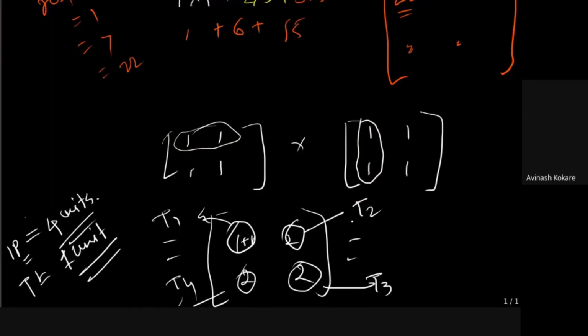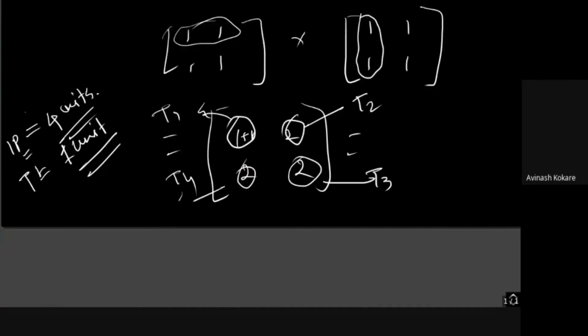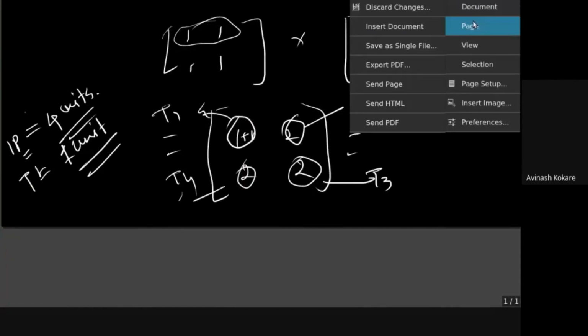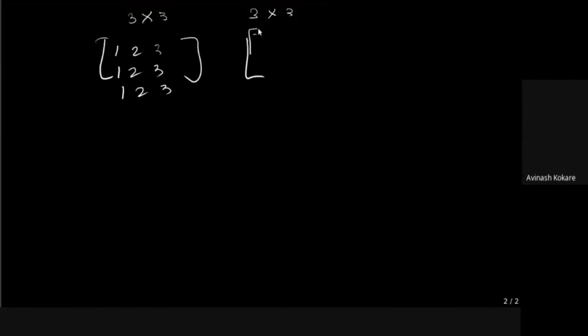I'm not asking you to go to each element level, but at least we will try to divide the task at the row level. Okay, so let me write this again. You have a matrix of size 3 by 3 multiplied by 3 by 3, and you have 3 threads. So this is 1, 2, 3, 1, 2, 3, 1, 2, 3, and let me write the other as 3, 2, 1, 3, 2, 1, and 3, 2, 1 here.